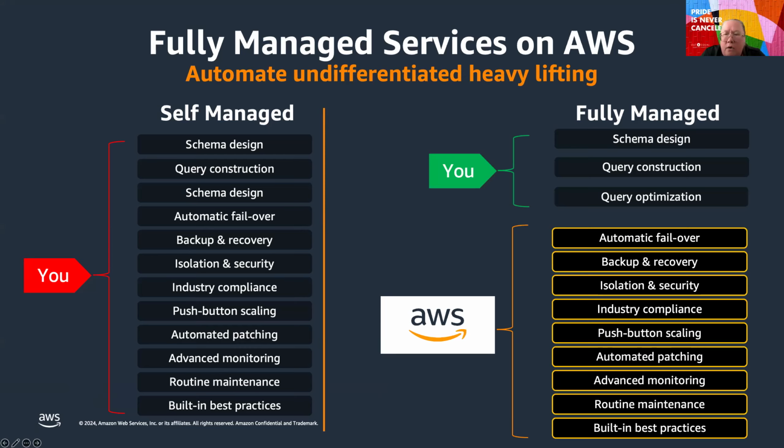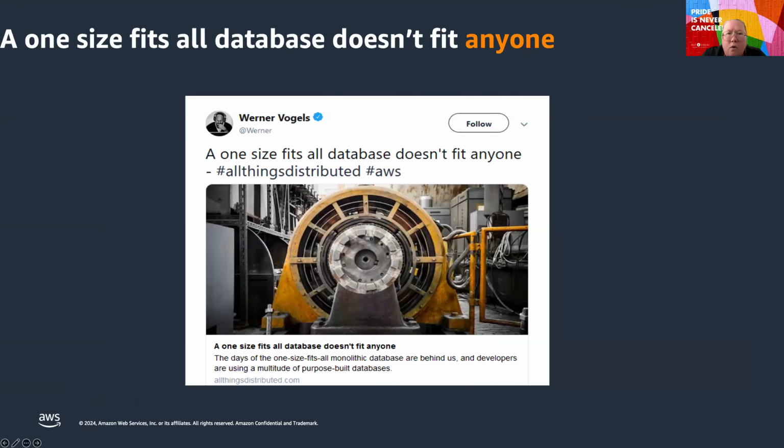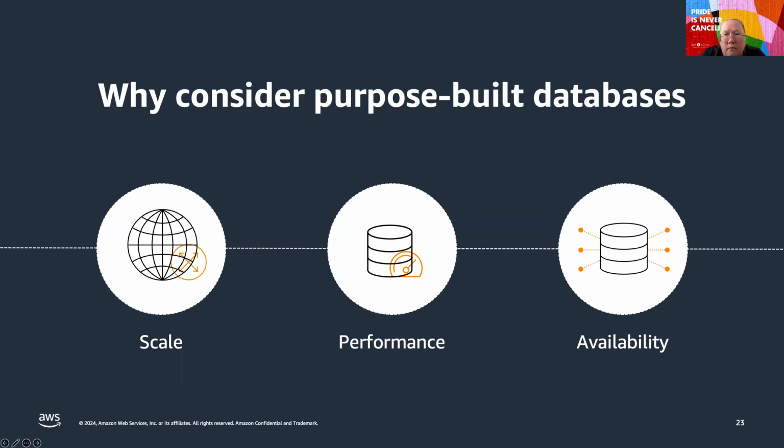So I love the quote from Werner Vogels, Amazon CTO, who says one size fits all database basically doesn't fit anyone. So when we are looking at distributed and highly distributed environments and modern microservices environments, there is no such thing as just one database that would fit everybody. So keep that in mind when we talk about this. And when we start talking about the purpose-built database, there are a few things. So there's scale, there's performance and availability.